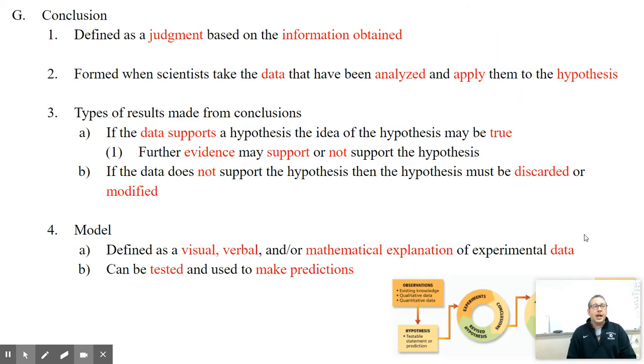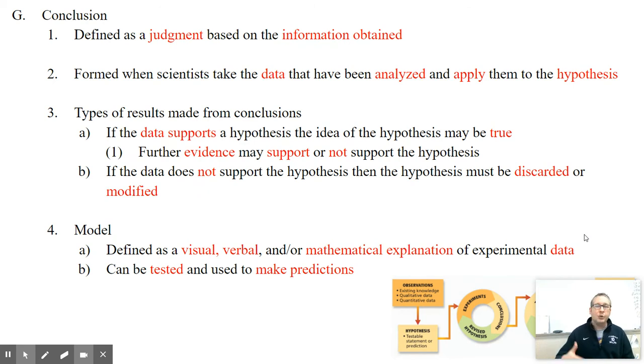Your conclusion is defined as a judgment based on the information obtained. It forms when scientists take the data that has been analyzed and apply it to the hypothesis. So, types of results made from conclusions: if the data supports a hypothesis, the idea of the hypothesis may be true. You might have to go even further and gather more evidence to support or not support your hypothesis.